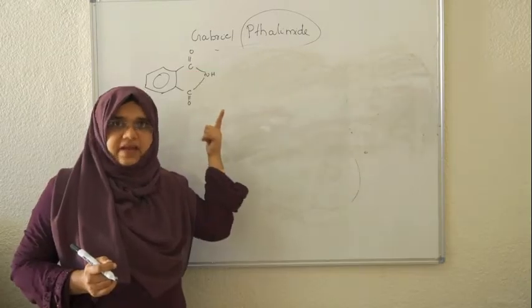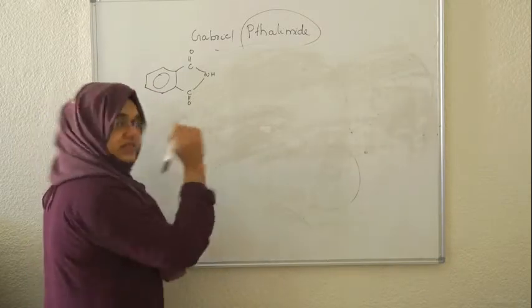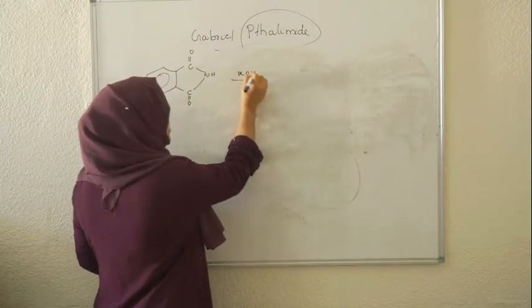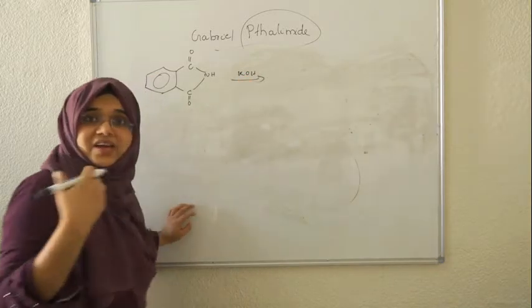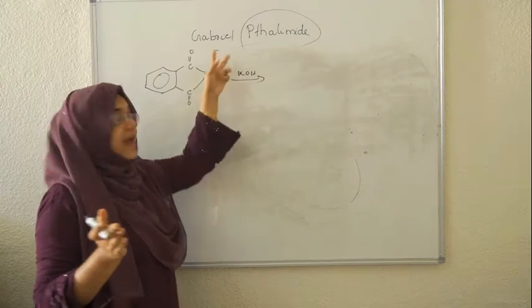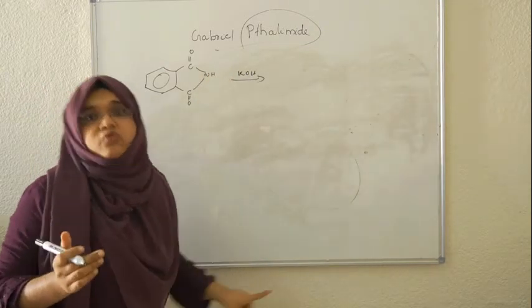This is phthalimide, the substrate. Then what do we have to give? We have to provide the basic medium. So let's start with KOH or NaOH, we can give. So we are giving KOH. Why are we giving this basic medium? We are giving this basic medium in order to activate this hydrogen. We have to remove it.